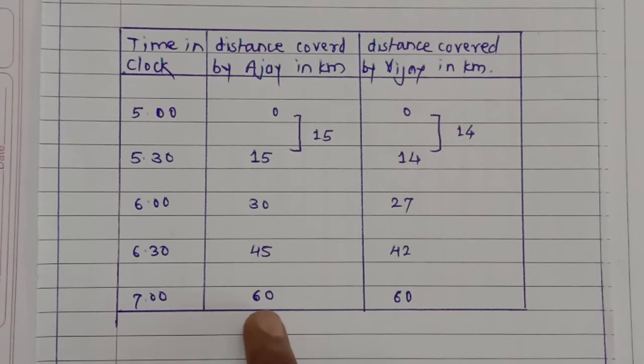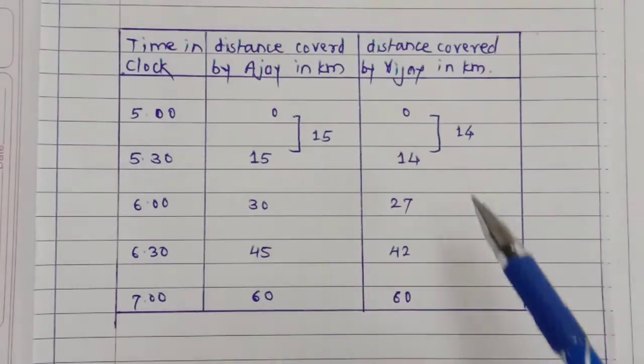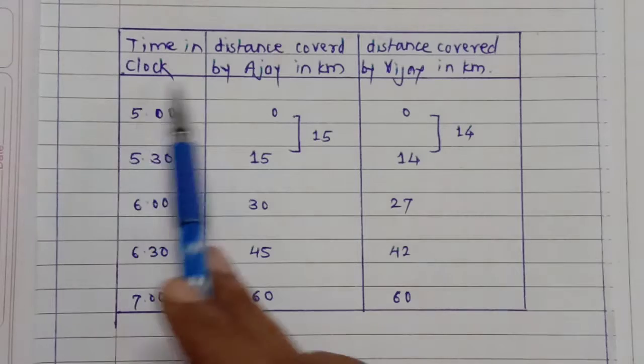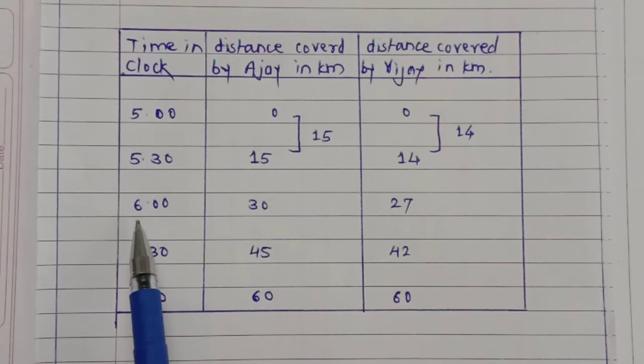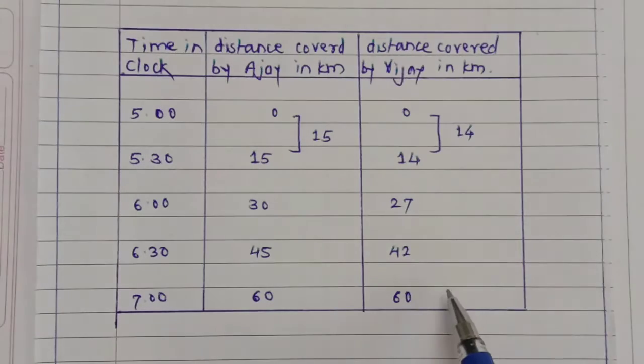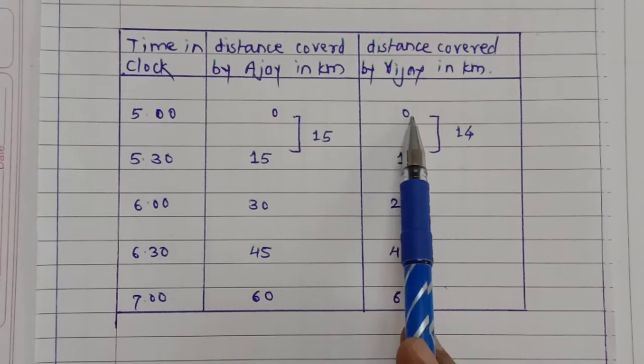Suppose here are two friends, Ajay and Vijay. They start to travel, and the distance covered by them in equal intervals of time, after each half an hour, is given in this chart. Let us see. Both started to travel at 5 o'clock, and the distance covered by them after each half hour is taken here in the table. So at the start, the distance covered by them is 0.